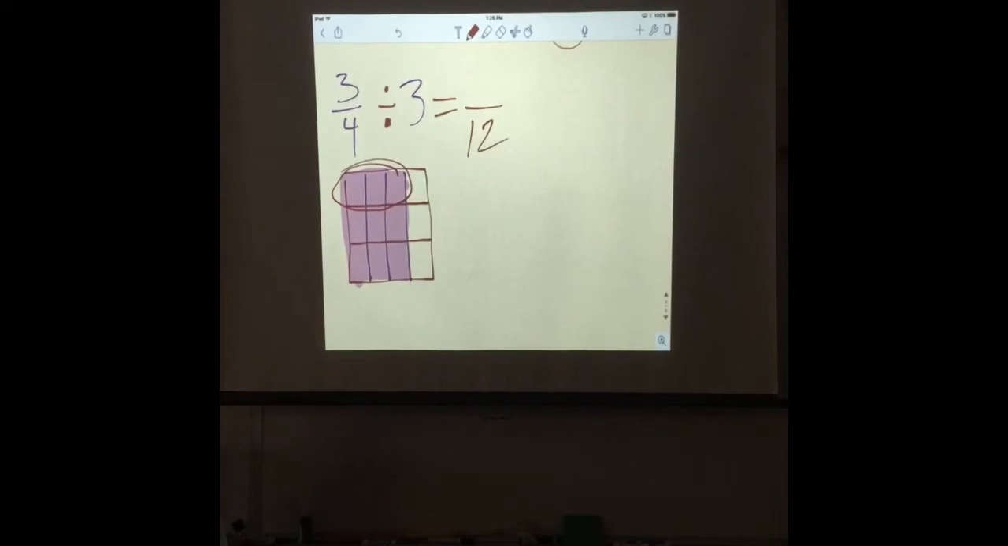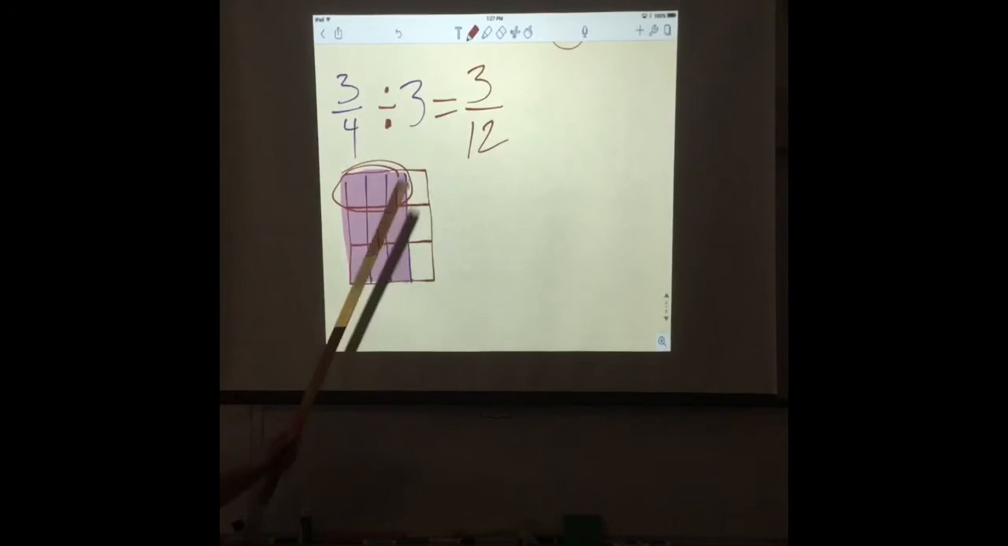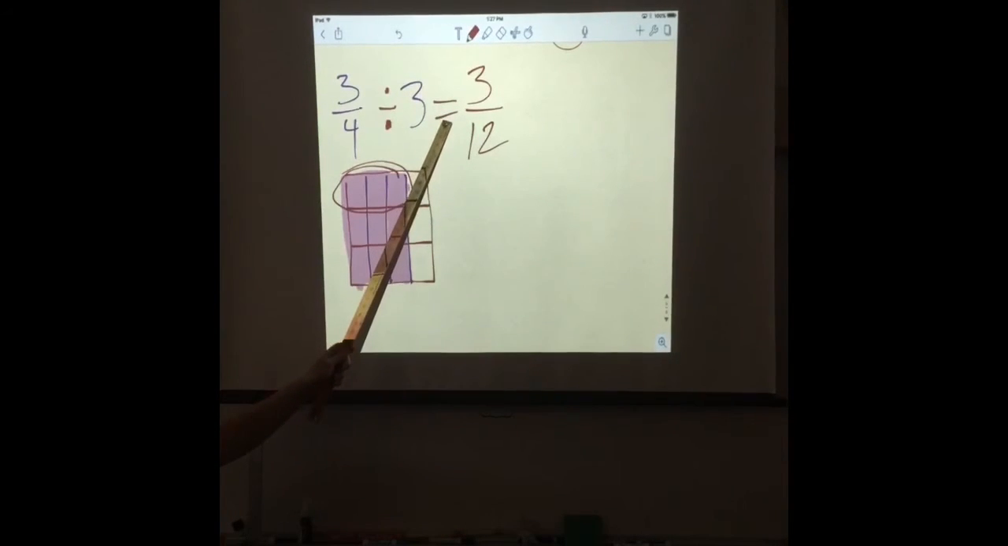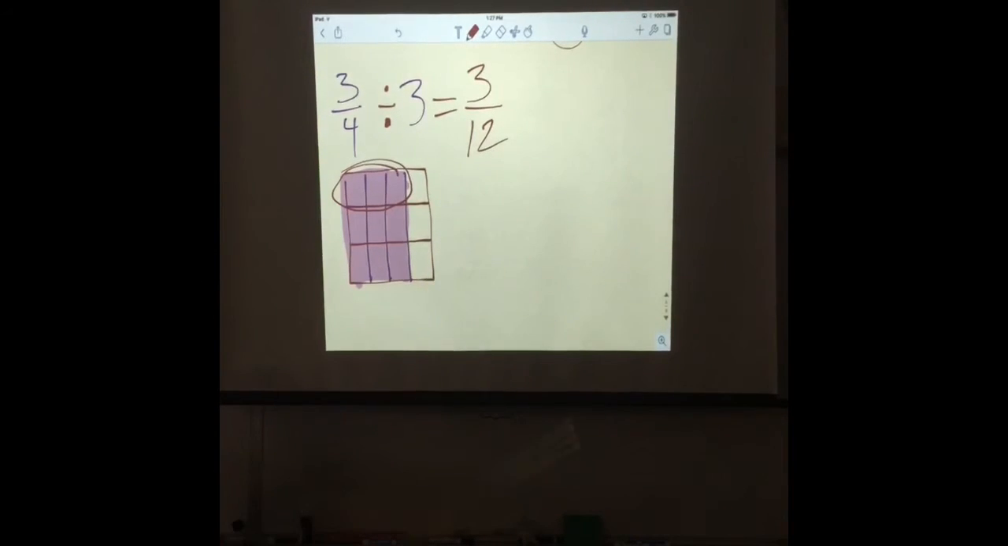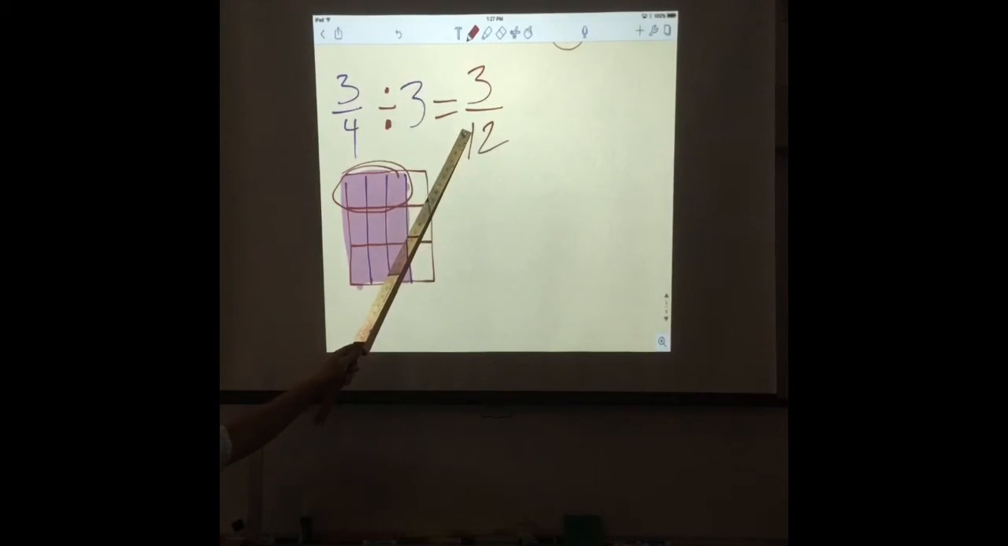Okay, and how many of these do we have circled? 1, 2, 3. 3/12. Are you with me? Could we make this one smaller? Could we reduce this fraction? Yes. You're saying yes, we could. And the only reason why I'm going to talk about reducing the fraction now is just because I think you got the idea on that.